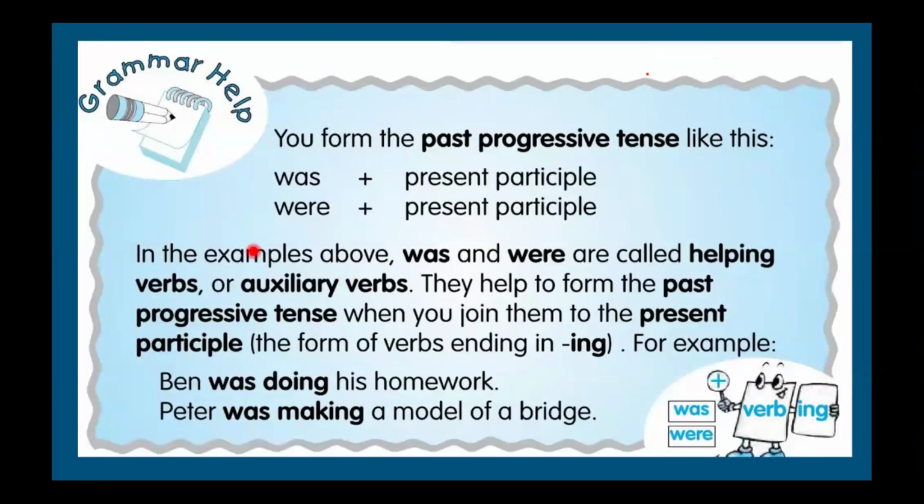Now, coming to the examples. In the examples, was and were are called helping or auxiliary verbs. They help to form the past progressive tense when you join them to the present participle. How is the present participle formed? Verb plus ing. Now see over here: Ben was doing his homework. Peter was making a model of a bridge.